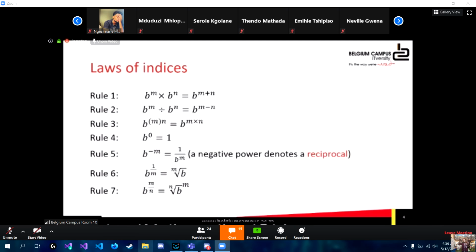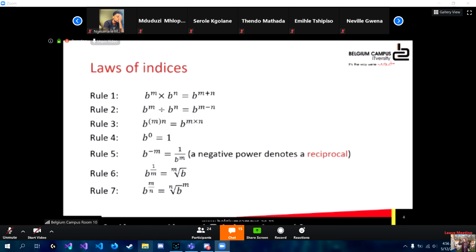In this case, m minus n. Rule number 3 is raising a power to another power. It's the same as just multiplying out. We already know what brackets stand for. It's the same as multiplying out.